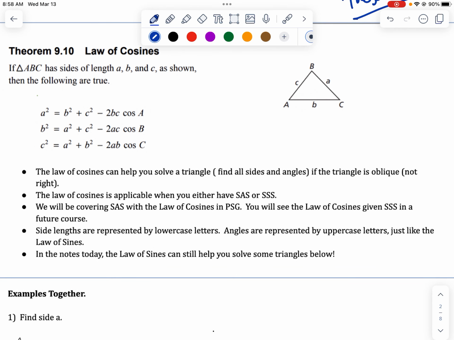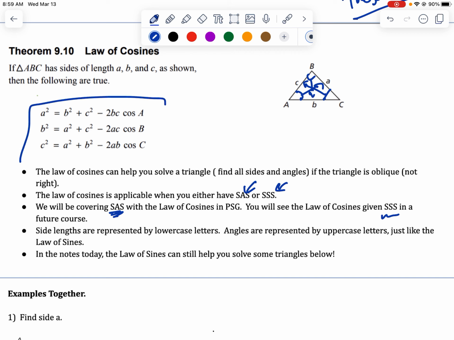Okay, so law of cosines. It's another way to solve a triangle, except this is when I have 3 sides or 2 sides and an angle. We'll be covering side, angle, side. Finding a missing angle from three sides is covered in a future class. Same thing as before: side A is across from angle A, and side C is across from angle C, et cetera.